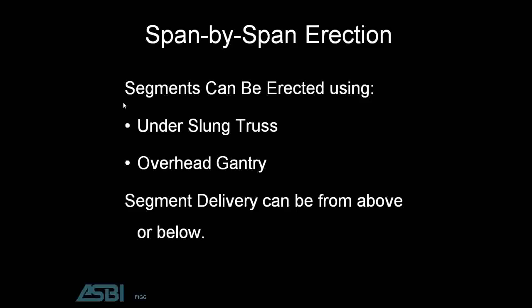So span-by-span erection, segments can be erected using an underslung truss. They can also be erected using an overhead gantry. Segment delivery can be from above or below. So there are certain situations where you can use a crane to lift the segments off of your transport and place them directly onto the truss, or an overhead gantry could actually pick them up and put them in position.